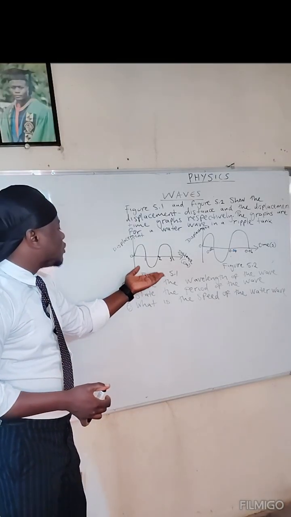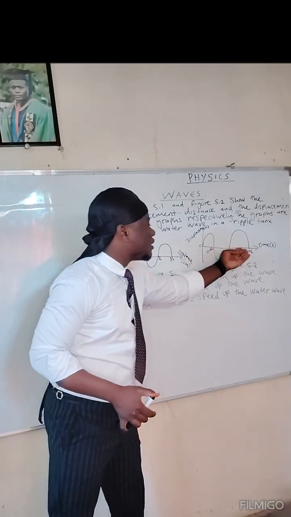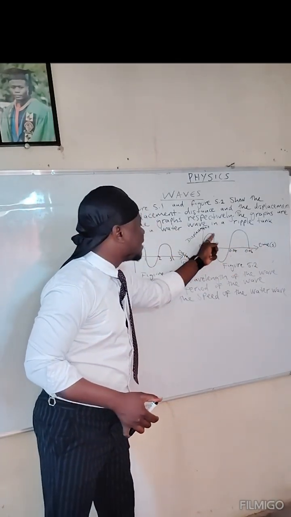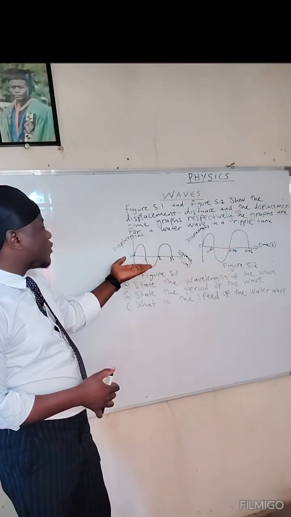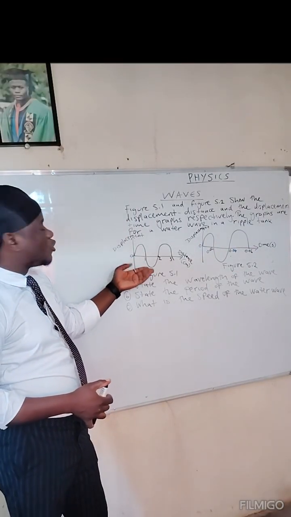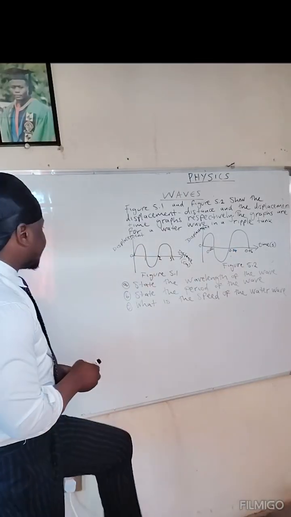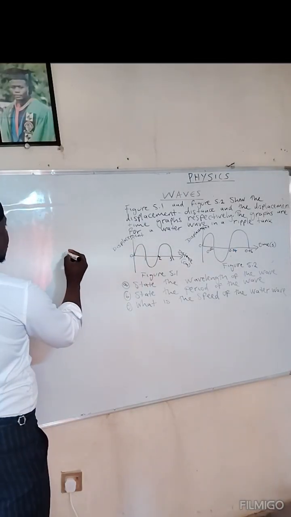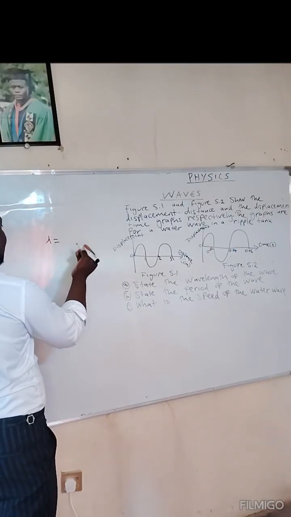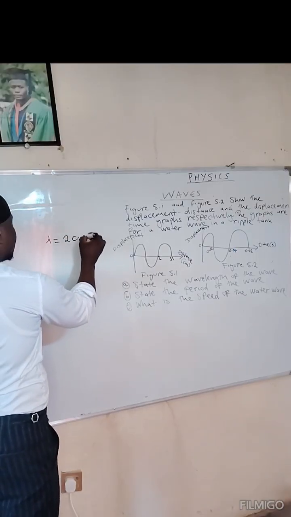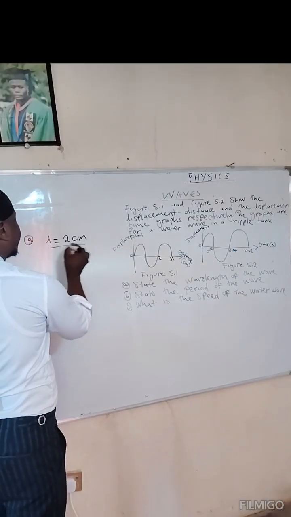The reason why we are using this diagram instead of this, because here you have distance and here you have time. So you can't get wavelength here because you have time there. So no wonder we are focusing on the first diagram. So wavelength is from here up to here, which is 2 centimeters. For wavelength we use this symbol, which is lambda. So this is your wavelength here. That's the answer for the first one.